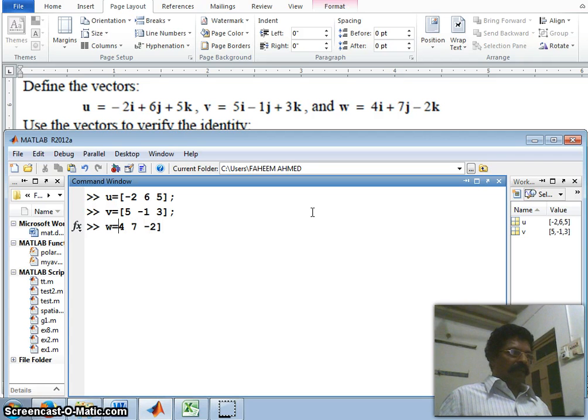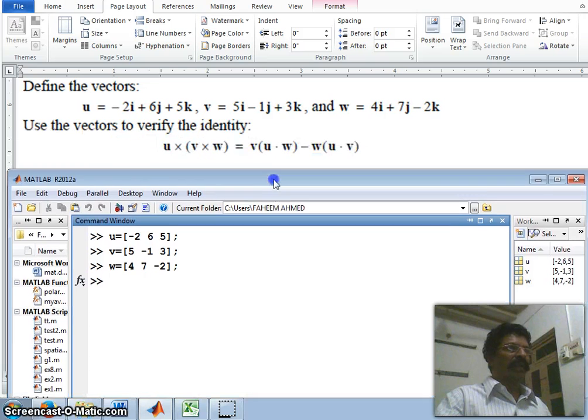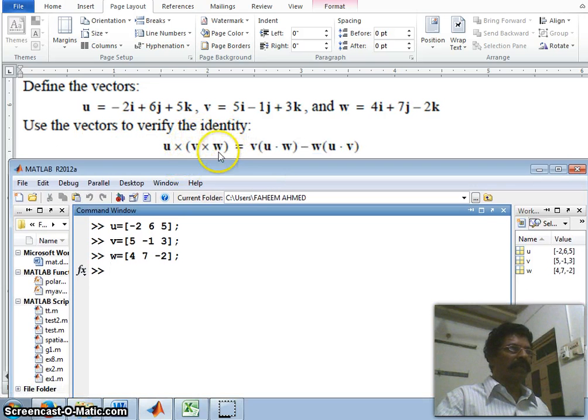So these are the three vectors. Let me cross check. (-2, 6, 5) is u. (5, -1, 3) is v. (4, 7, -2) is w. Now what is to be calculated? I have to calculate the cross product of u with the cross product of v comma w. Therefore, this will give me a vector.